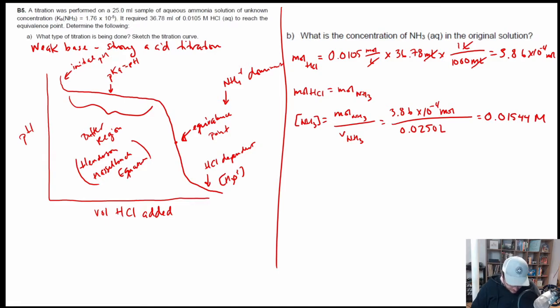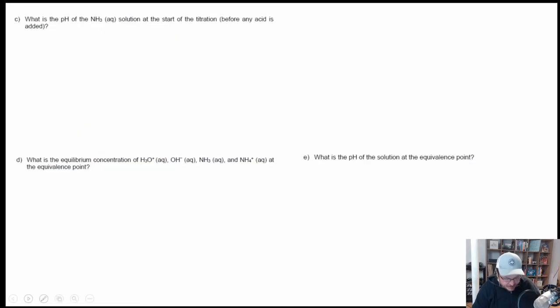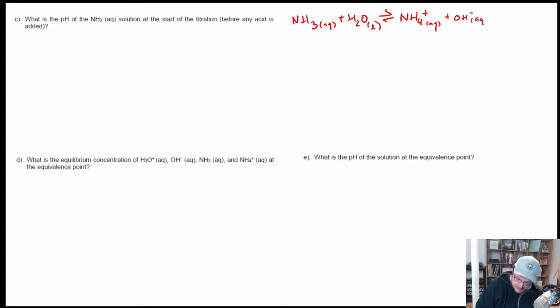And so what we can then do is for part C. It asks what is the pH of the aqueous solution at the start of the titration before any acid is added, right? So this is simply a weak base pH calculation. If we write out the equation in this case, we have NH3 aqueous plus H2O liquid in equilibrium to form NH4 plus aqueous plus OH minus aqueous. So that's the reaction that we're going to be looking at.